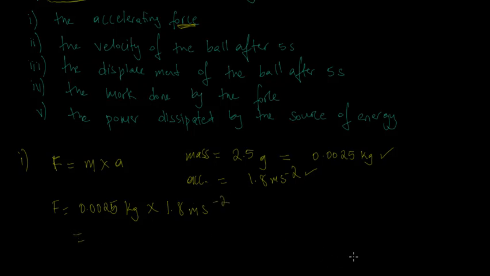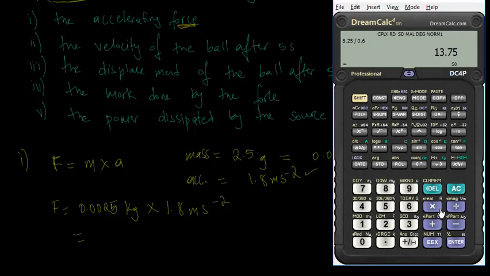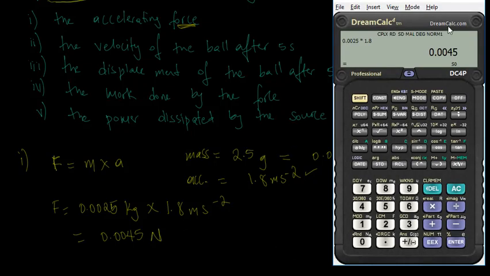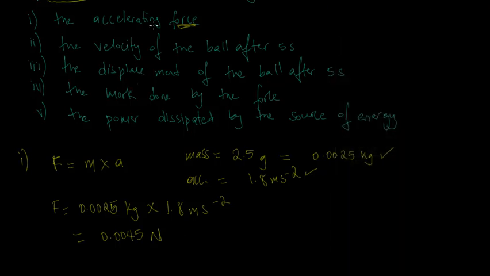If I call on my calculator here and say 0.0025 multiplied by 1.8, I get an answer of 0.0045 newtons. So that's my force, which I've just calculated, the accelerating force. A force of 0.0045 newtons causes an acceleration of 1.8 meters per second squared.